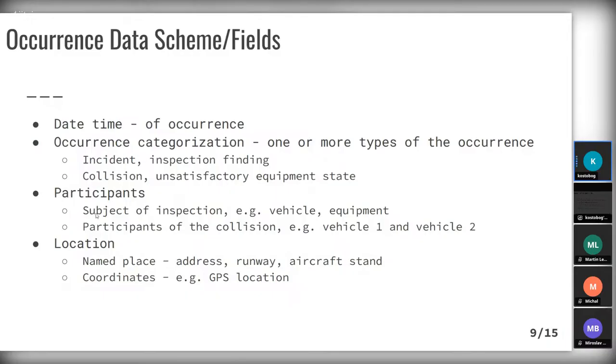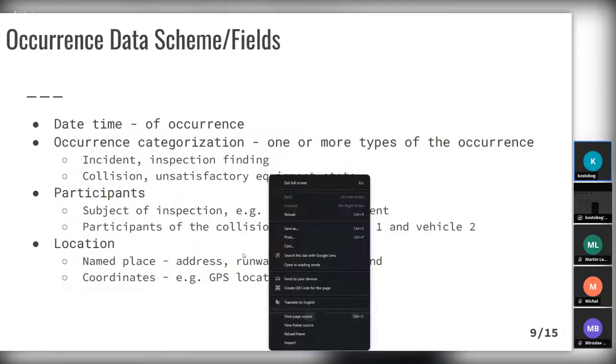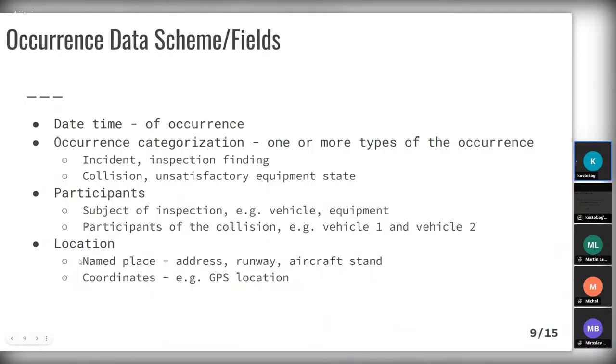Then there are the participants, depending again on the type of the occurrence. So it could be the subject. Let's say if there is an inspection, there is an equipment or a vehicle that is being inspected. So that would be the subject. But in case of some sort of collision, the participants could be vehicle one and vehicle two. Sorry, I jumped ahead. And then the last field that is relevant is the location.